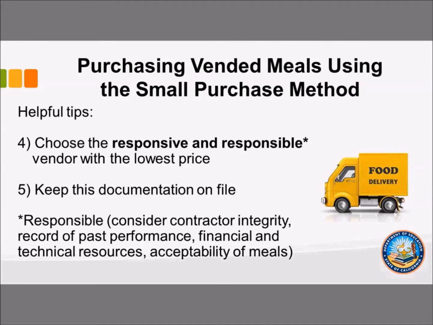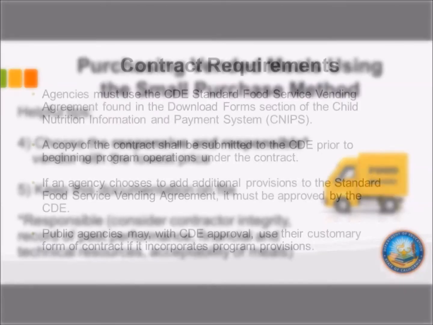What are other ways to assess whether a vendor is responsible? Agencies should consider asking a vendor to provide references from other agencies of similar size to assess whether they are responsible. It's up to each agency to determine how to assess whether vendors are responsible. An agency should also consider whether the vendor has the financial and technical resources to meet your needs.